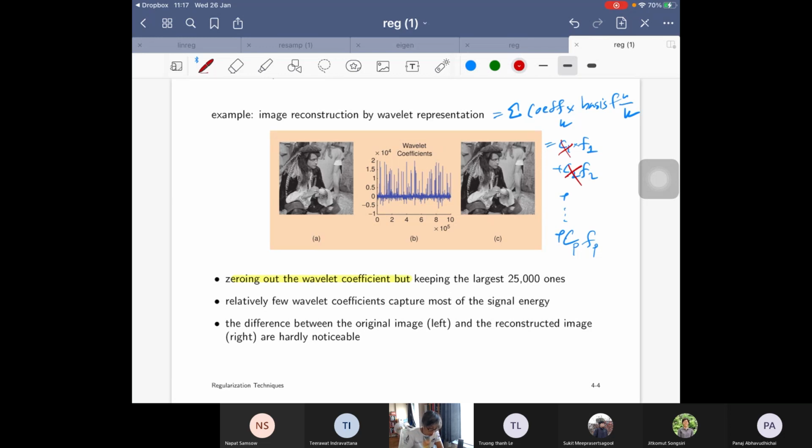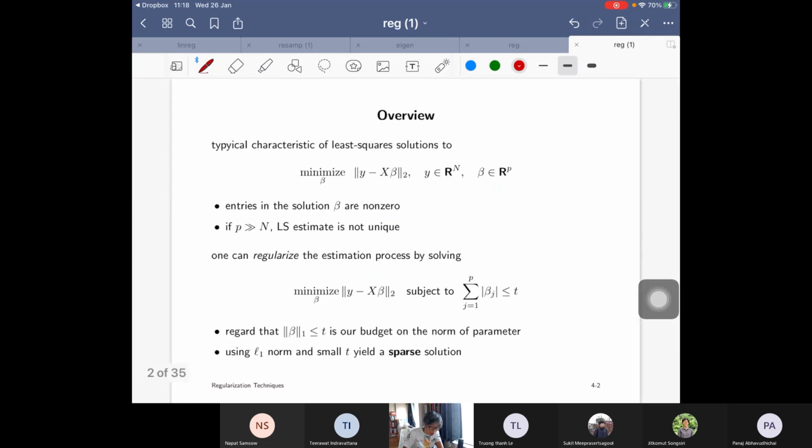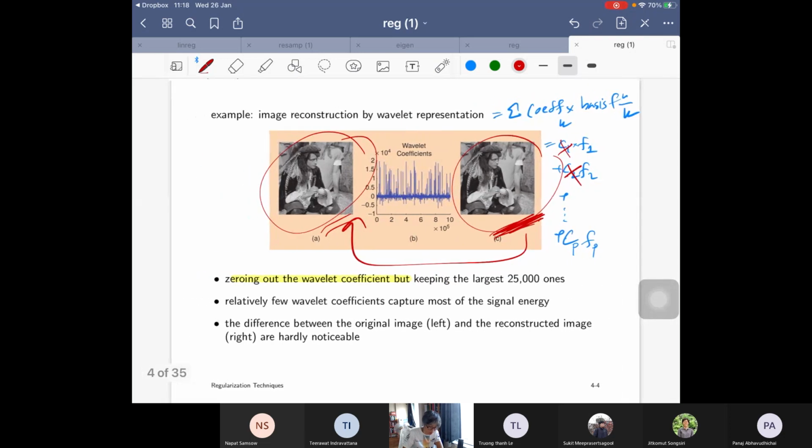you will see that after we reconstruct by using only the significant wavelet coefficients, if you look at the pictures visually, you probably don't see any significant differences. It's hard to notice which is the reconstructed image and which is the original one. With this meaning, it means that finding a sparse solution, which means only important predictors in the model, would probably be enough to explain the response Y.